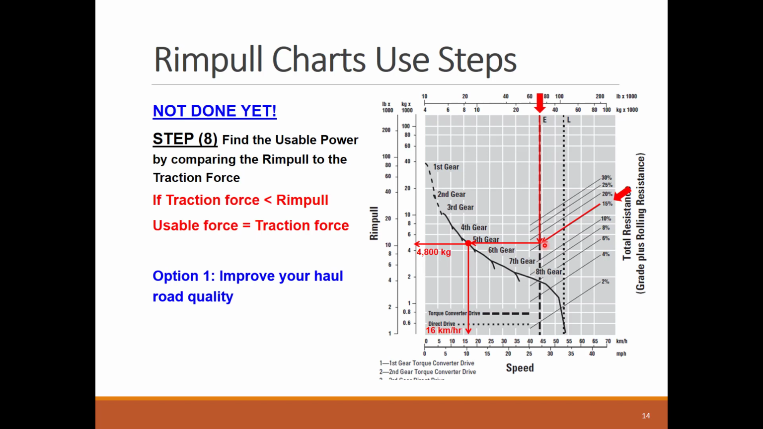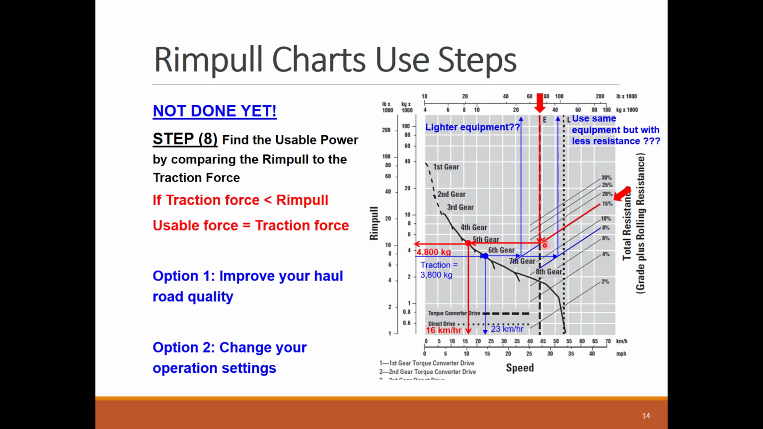Let's explain this by reversing our previous steps and plugging in a rimpull value that equals the controlling traction force. Let's say 3,800 kilograms. We can see that we can make two changes to your operation. We can continue using this haul road but reduce the load or even completely change the equipment. Or we can keep the equipment but change the haul road to one with less rolling or grade resistance, so the total resistance is reduced to 8% instead of 15%.